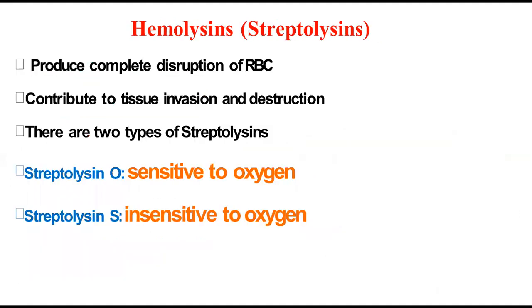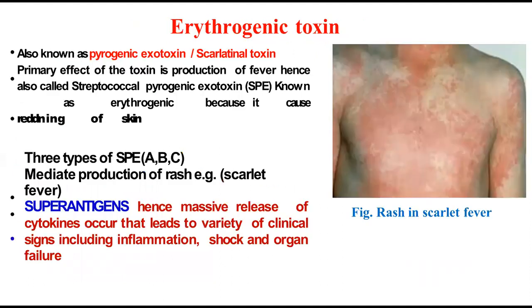So coming to the hemolysins, as I have mentioned, they are also known as streptolysins. They produce a complete destruction of the RBC, and contribute to tissue invasion and destruction. There are two types of streptolysins. Streptolysin O is sensitive to oxygen. It cannot work when oxygen is there, and the other is insensitive to oxygen. And what is the function of the hemolysin? It causes destruction of the red blood cells.